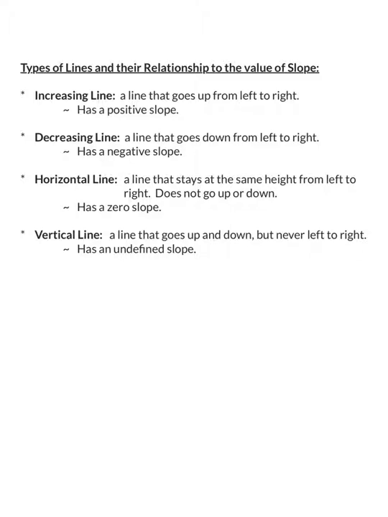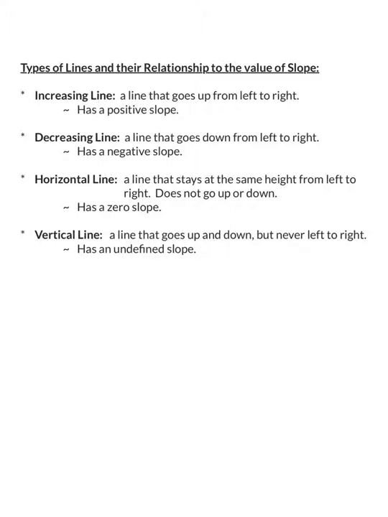So let's talk about what are some examples of lines. What are the different visual pictures that we've seen so far? The first one is an increasing line. An increasing line is a line that goes up from left to right. And in terms of the slope, it has a positive slope. Our second type of line is a line that goes down from left to right. This is known as a decreasing line. A decreasing line has a negative slope.